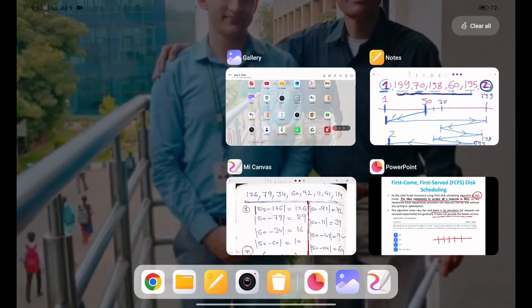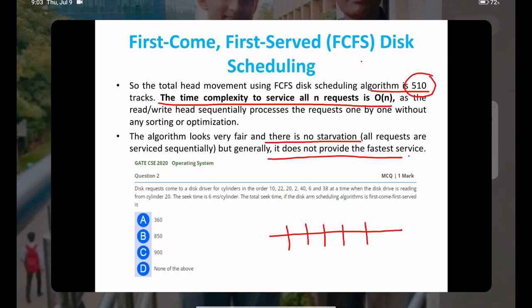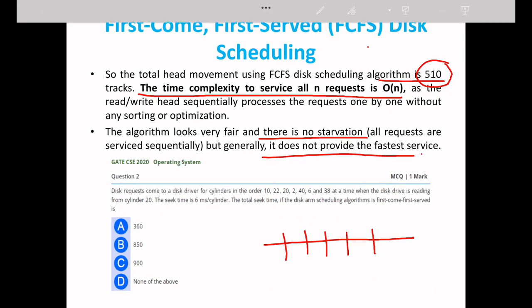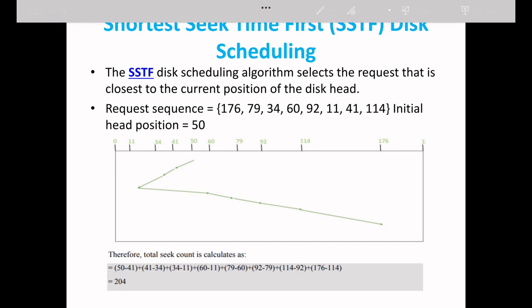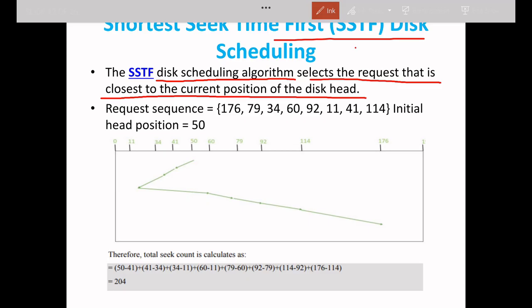So the scientists discovered another algorithm. The algorithm name was SSTF, the shortest seek time first scheduling. This disk scheduling algorithm selects the request that is closest to the current position of the disk head.